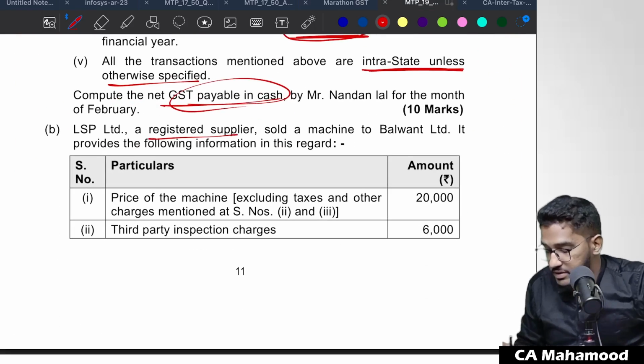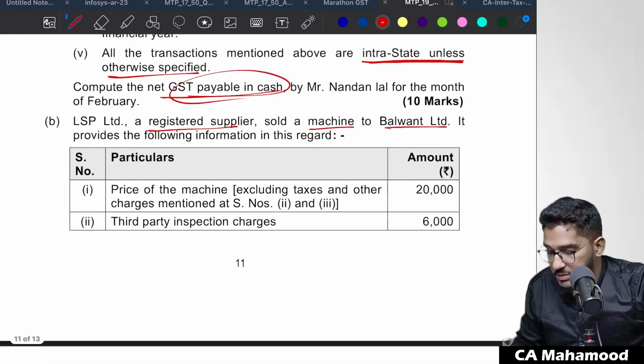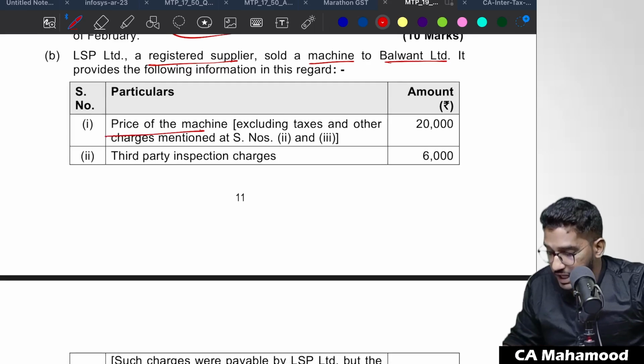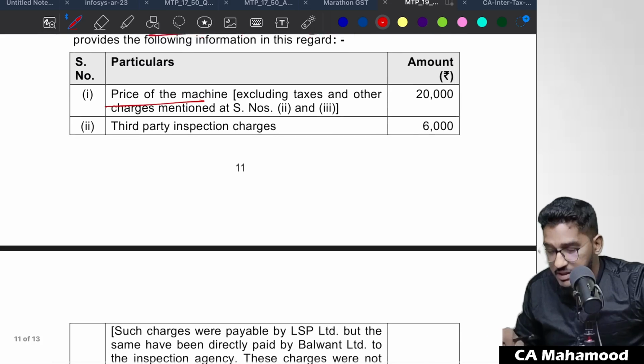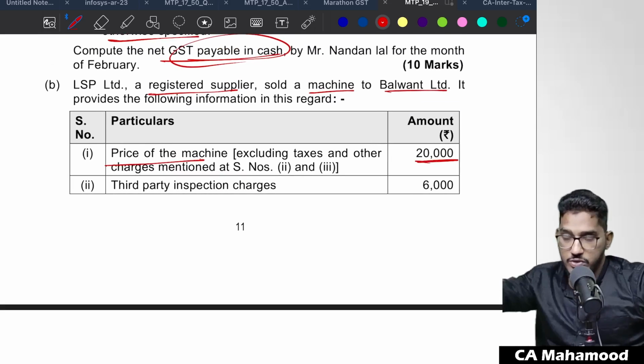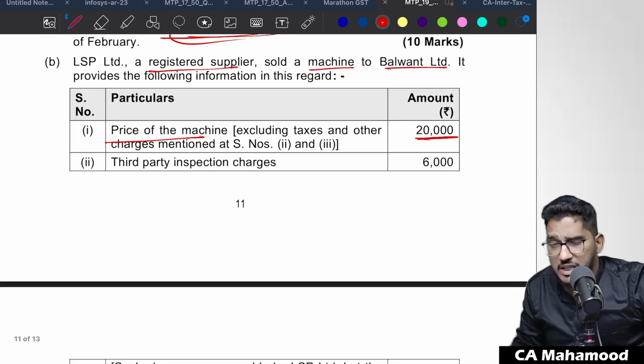LSP Limited, a registered supplier, sold a machine to Balwant Limited. It provides the following information in this regard. Price of the machine, excluding taxes and any other details. So directly, without the details below, they have given certain things. Without considering any of those things, the price of the machine is 20,000 rupees.